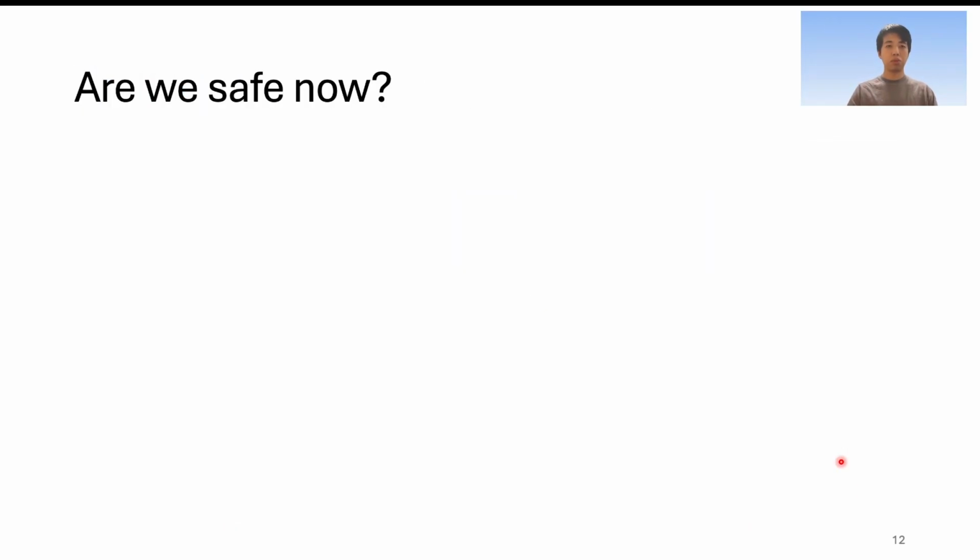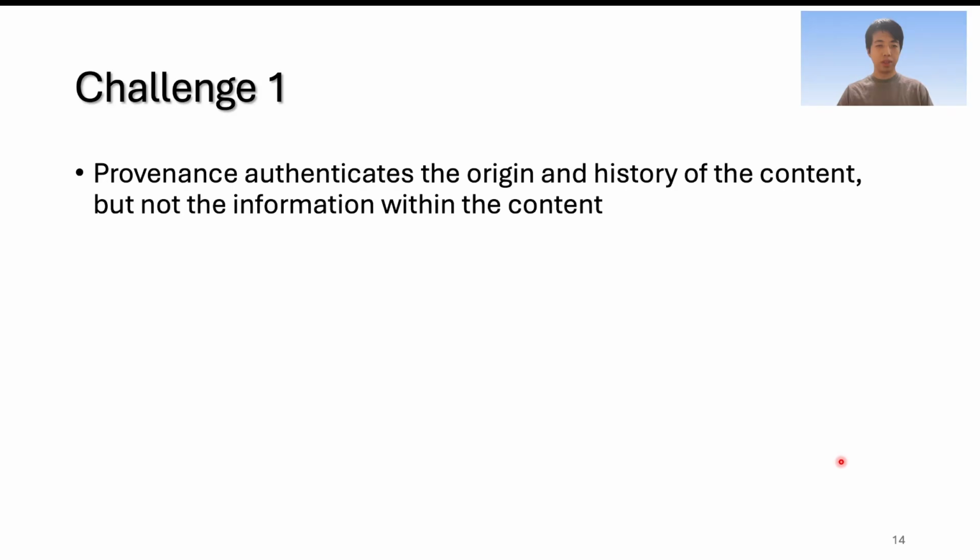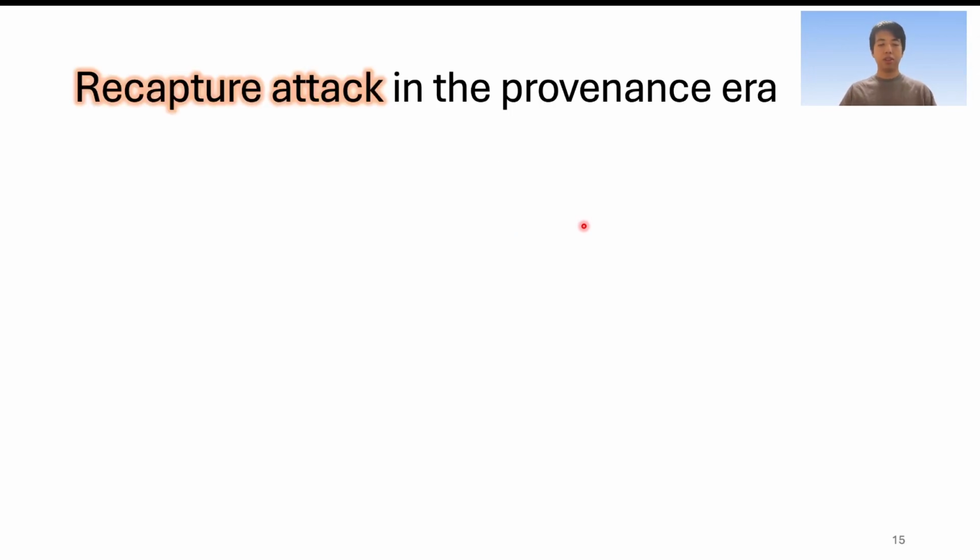So, with this provenance-enabled system, are we safe now? Well, absolutely no. And here comes challenge number one, where provenance only authenticates the origin and history of the content, but not the information within the content. What does that mean? Well, today I would like to shed light on something called recapture attack in this provenance area.